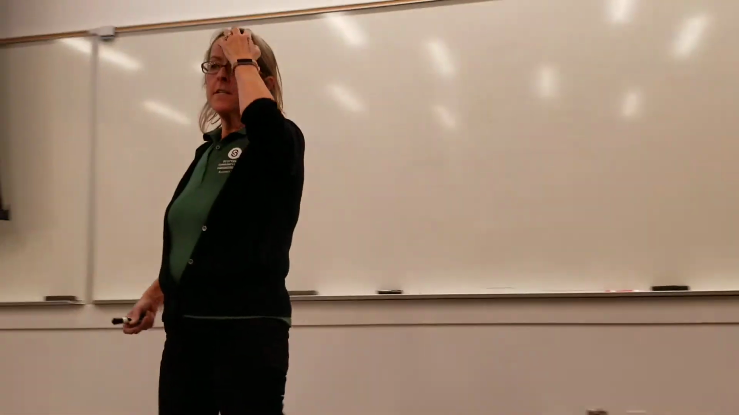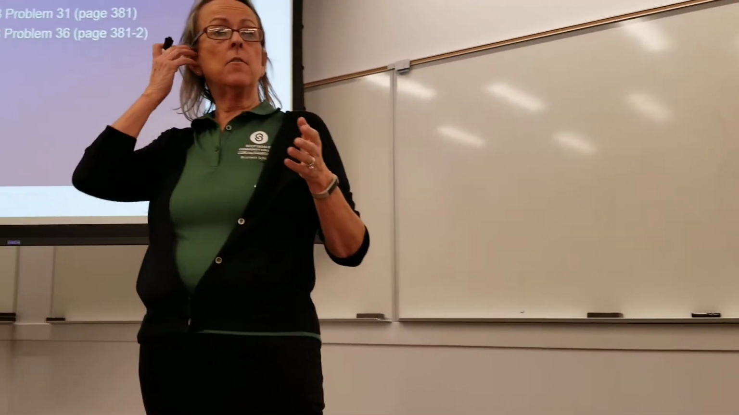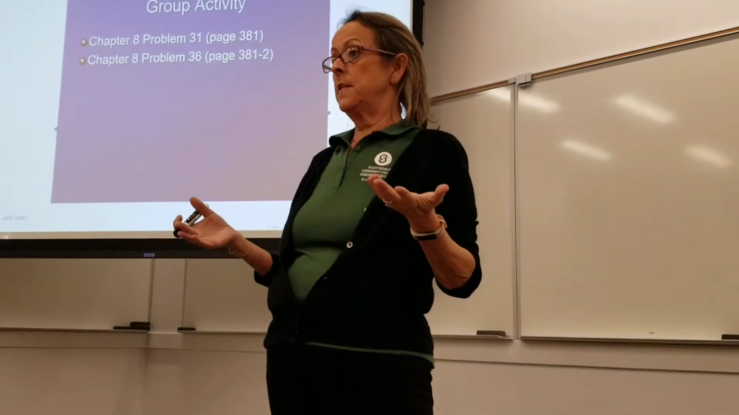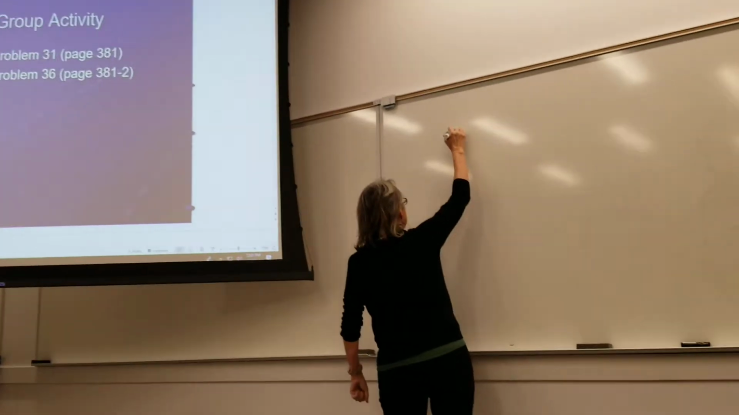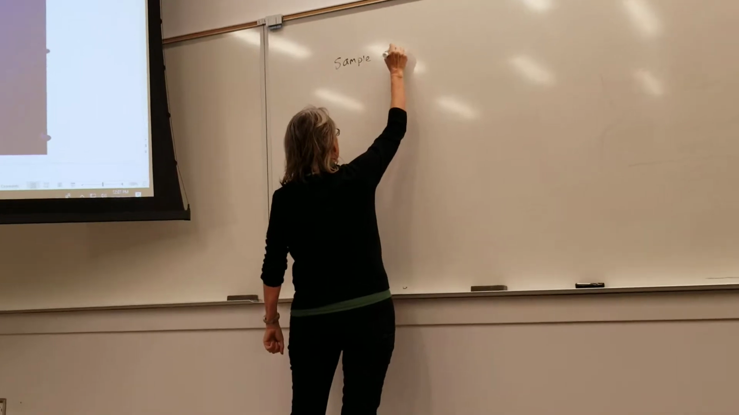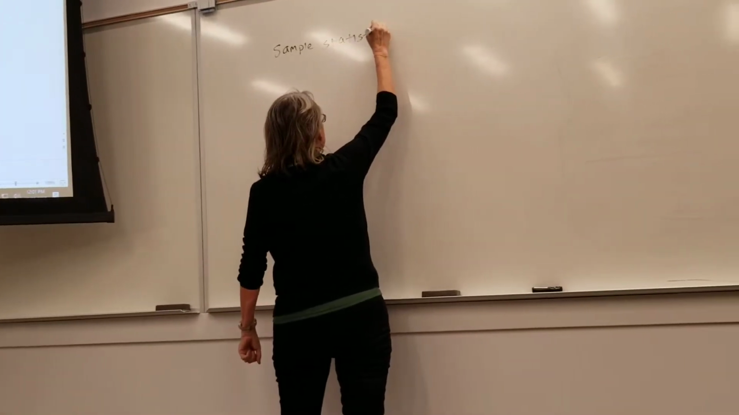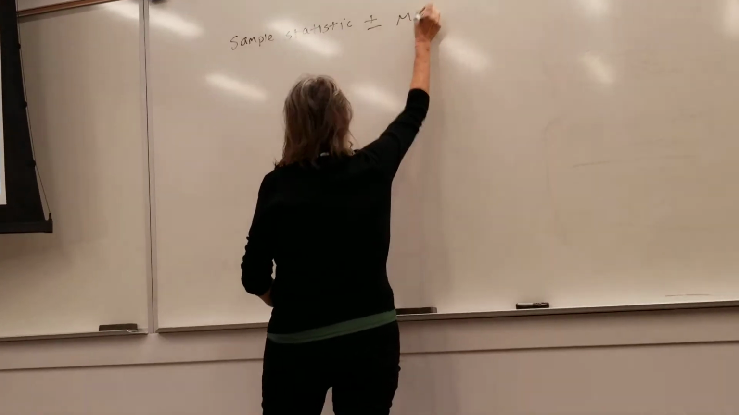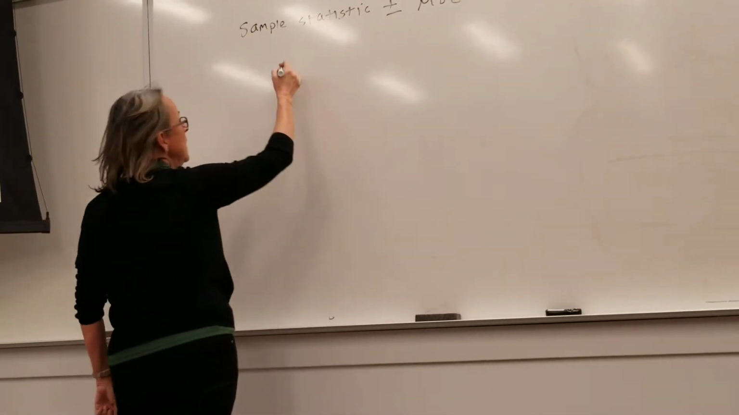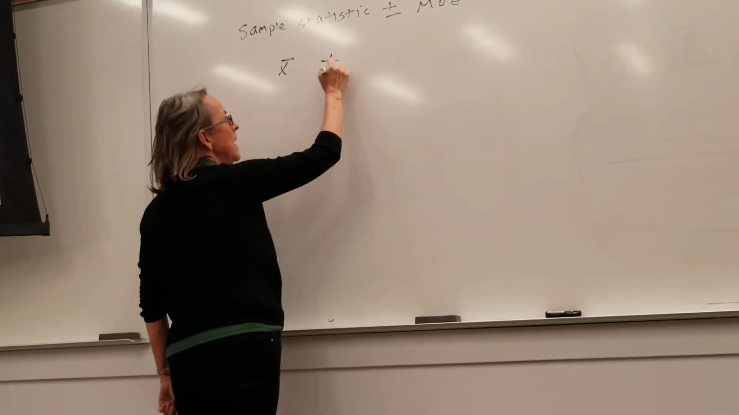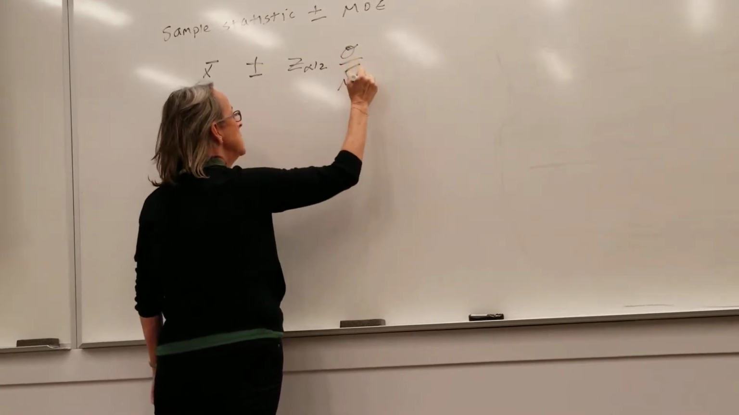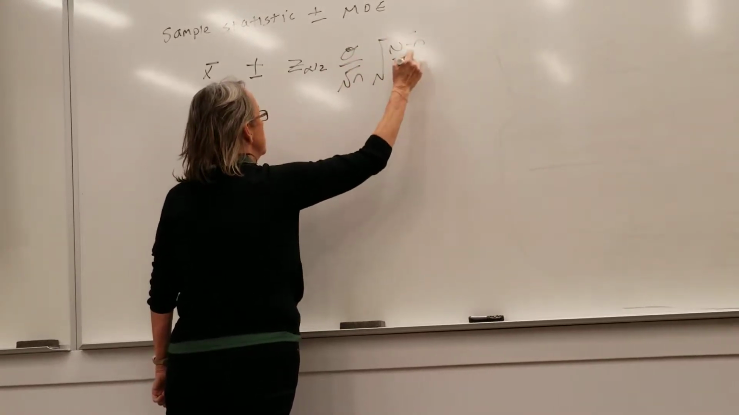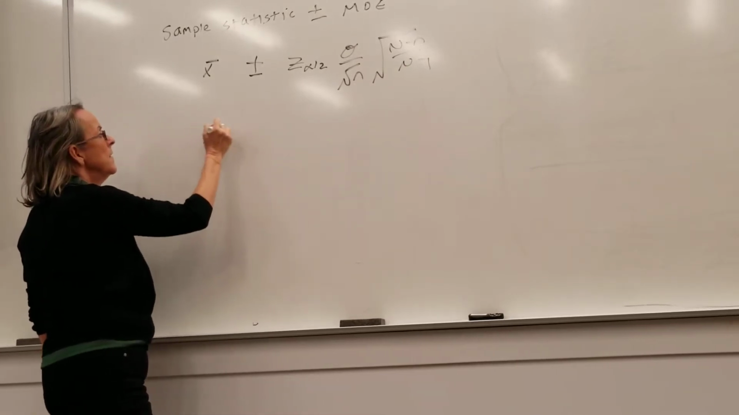Alright, let's get started. We are on chapter 8. It's the last new material before the exam, and we're talking about confidence intervals, right? First, I said that it's always a sample statistic plus and minus a margin of error. So we did x bar plus and minus, and the margin of error was z alpha divided by 2 times this times this. That was one formula. This was the other formula.